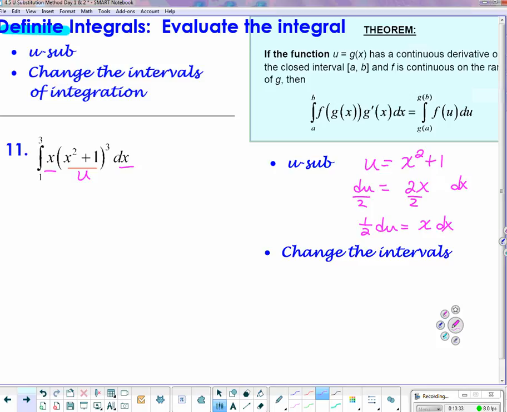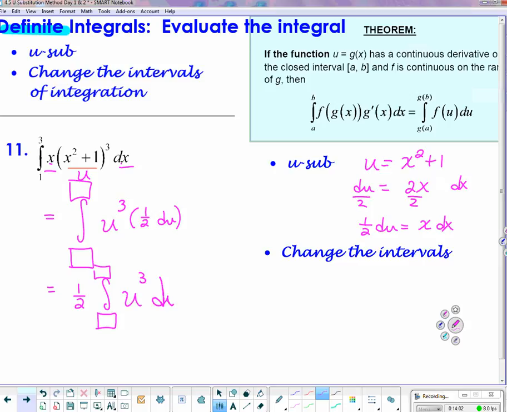Coming back over to my problem, I'm going to leave my bounds off purposely. You can put a box here if you want. We'll fill those in a minute. u to the third, x dx was 1/2 du. So this could be written as 1/2 integral, and I still am missing my bounds because we were on a definite integral, of u to the third du. Remember, I moved my half forward.